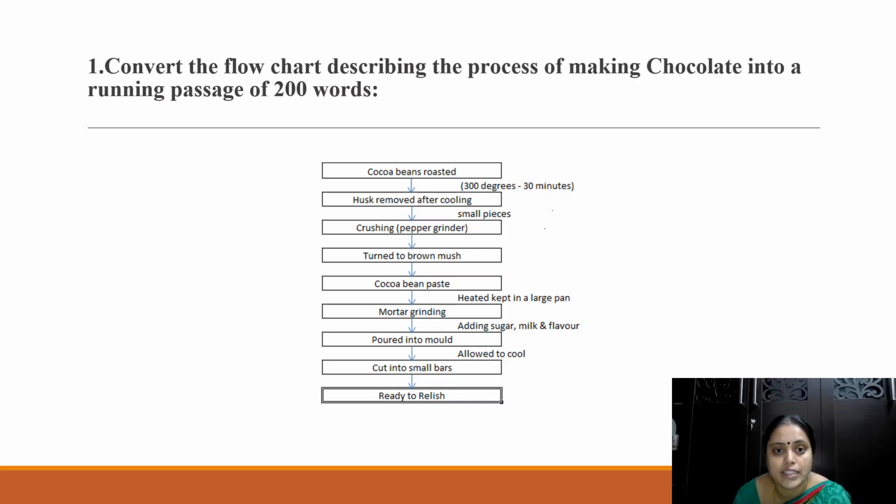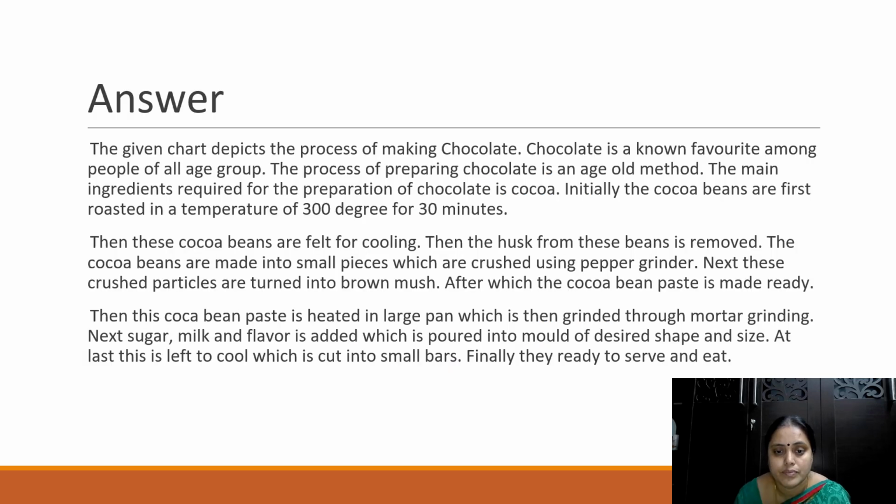Now I would like to show an example of how they will ask you to interpret a flowchart. Convert the flowchart describing the process of making chocolates into a running passage of 200 words. They have highlighted the process involved from the beginning till the final end of the making of chocolate. For the flowchart given, this is the answer that is expected from you. Start the interpretation with: the given flowchart describes the process of making chocolate. Then you have to explain each and every process involved clearly, and finally you have to say how the chocolate is made.